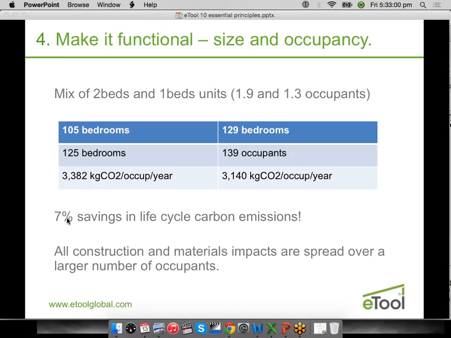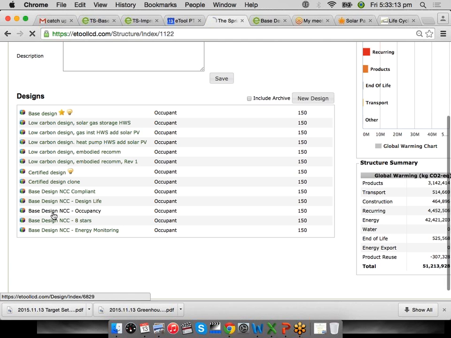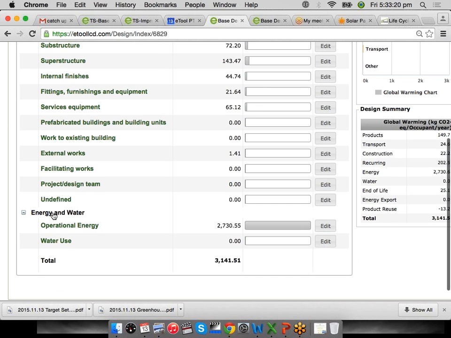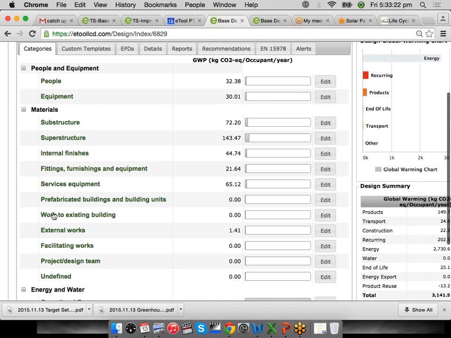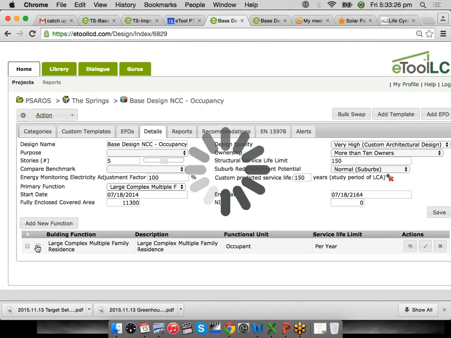So it's just demonstrated by increasing occupancy, we get carbon savings. We're not talking about energy. We're not talking about materials. We're just talking about functionality. So you can get that from the model. It's where you select your occupancy. So at the moment it's 3,140.